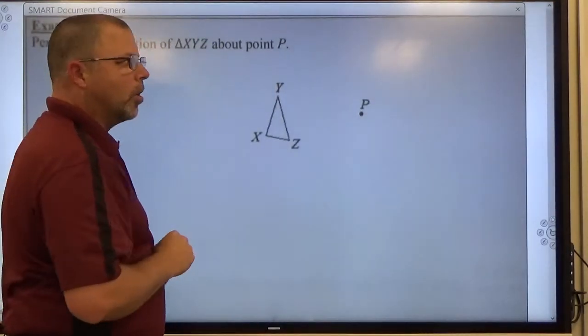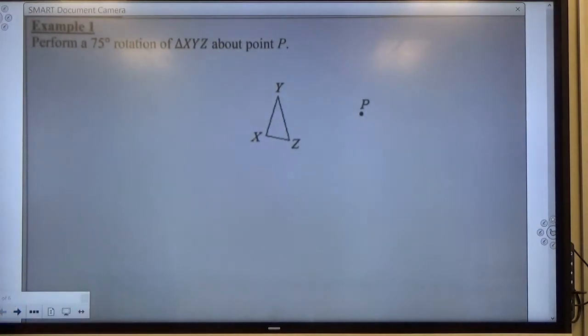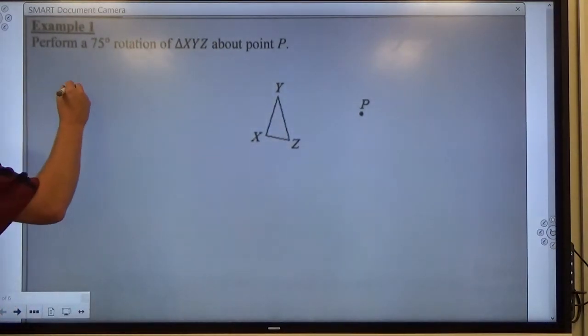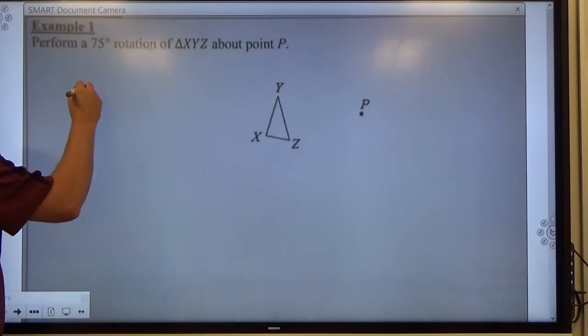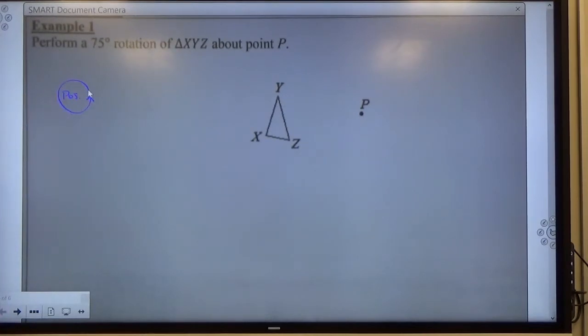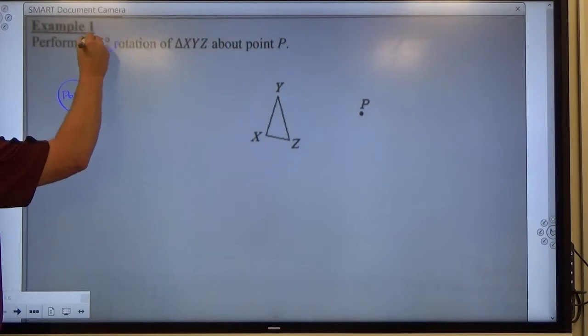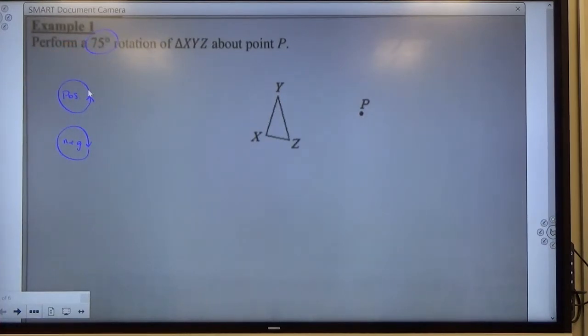One thing I need you to know is about rotation as far as signs are concerned. Angles can be positive or negative. A positive angle goes counterclockwise. A negative angle goes clockwise. So when you're looking at this, it says perform a 75-degree rotation. That's a positive 75 degrees. That's a positive angle, so we're going to be rotating counterclockwise.